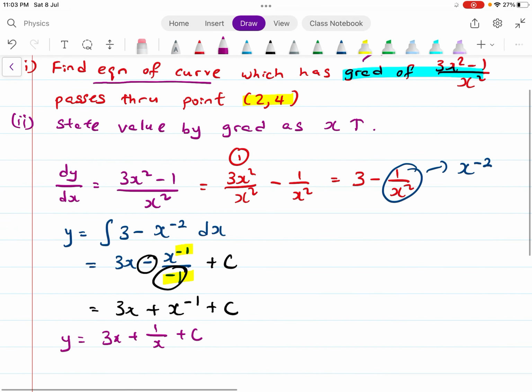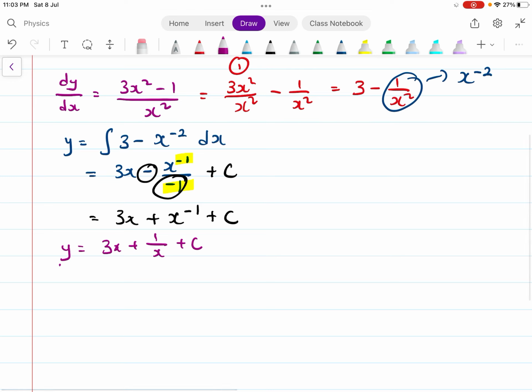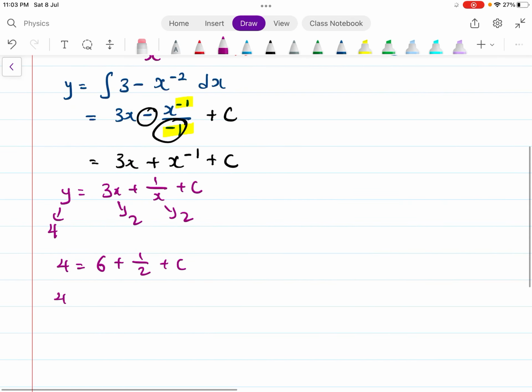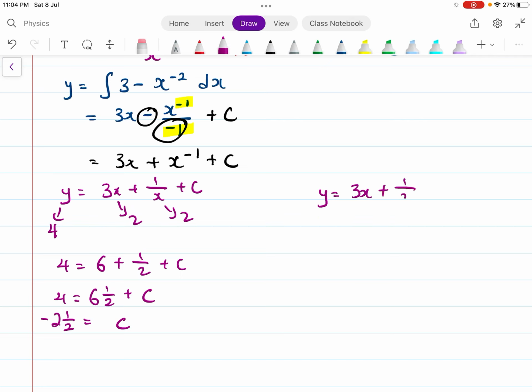So I sub in (2, 4). I sub in 4 for y, then for x I sub in 2. So 4 is equal to 3 times 2, which is 6, plus a half, plus c. So 4 equals 6 and a half plus c. So c is equal to negative 2 and a half. The value of c is negative 2 and a half. So the equation of the curve is y equals 3x plus 1 over x minus 2 and a half.